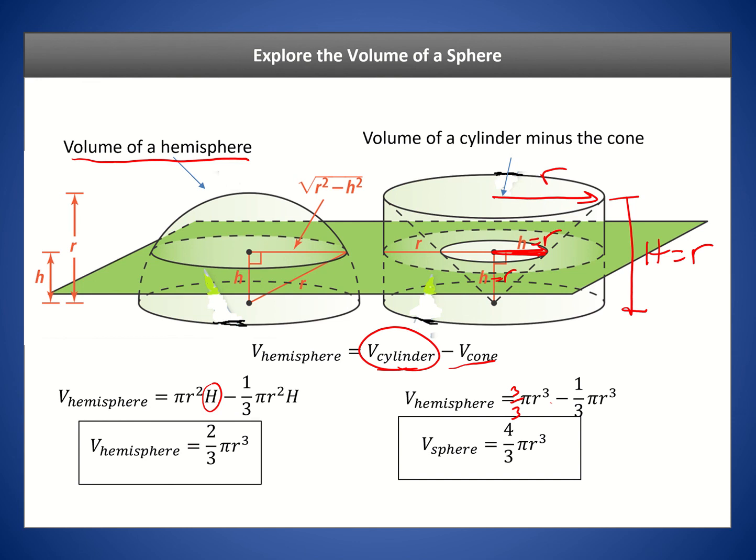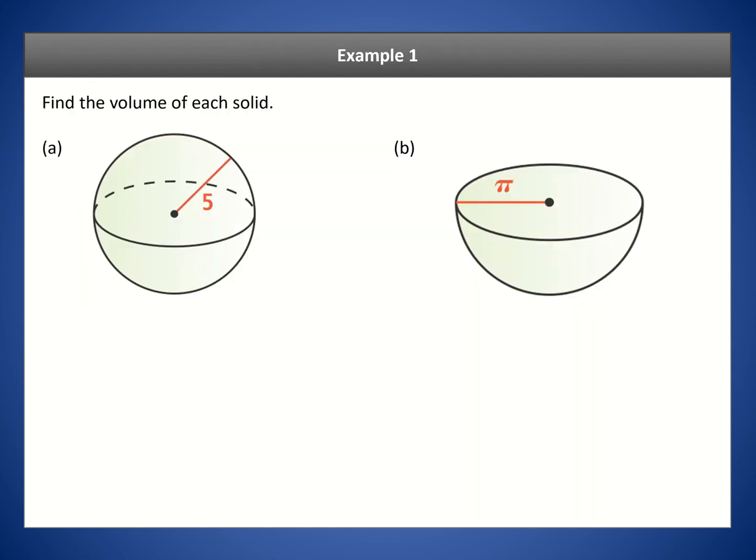We went through that a little quickly, but that's a way to derive the formula. There are other ways to do it as well. So for example 1, we have 2 solids and we want to figure out the volume. For the first one, we have a sphere of radius 5. So we can go ahead and plug it in.